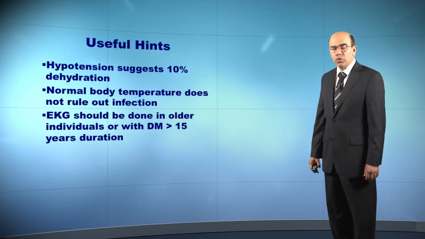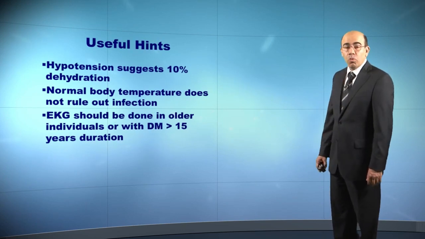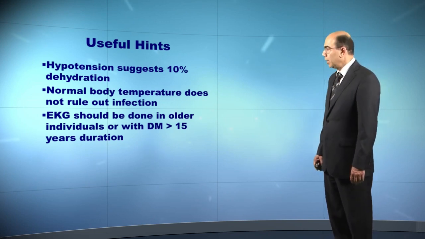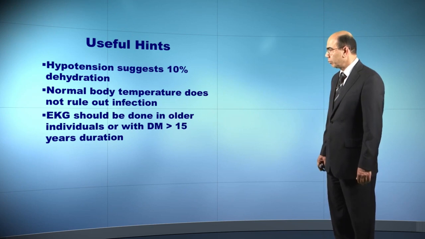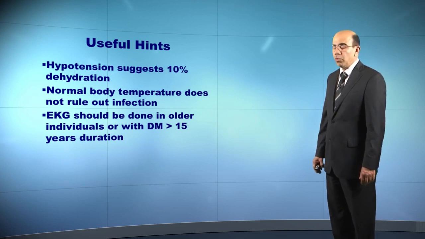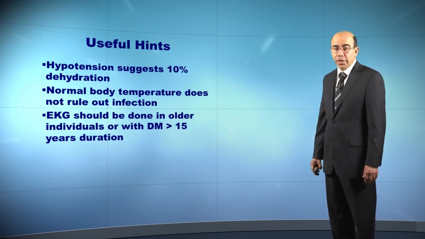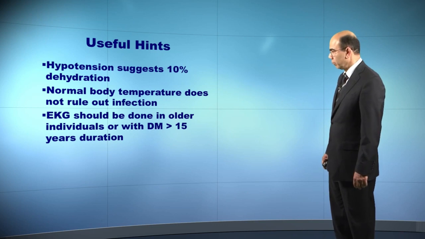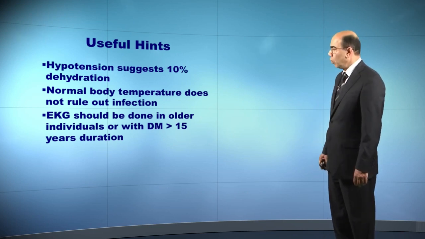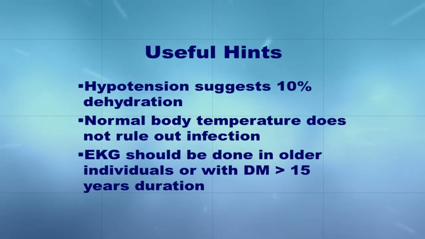Some useful hints to estimate the deficits: when hypotension is present, that usually suggests a 10% dehydration. Normal body temperature in DKA does not rule out infection, and one should look vigorously for infection. An EKG should be done in patients who have had diabetes for more than 15 years or in the elderly, as ischemia in diabetics may be silent.